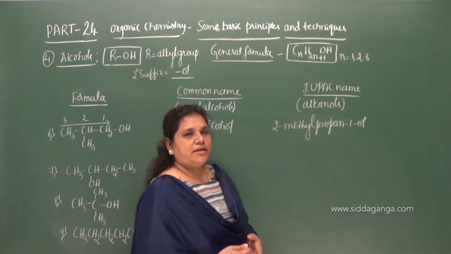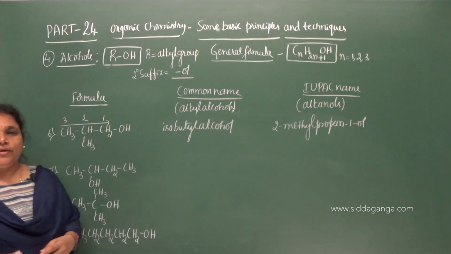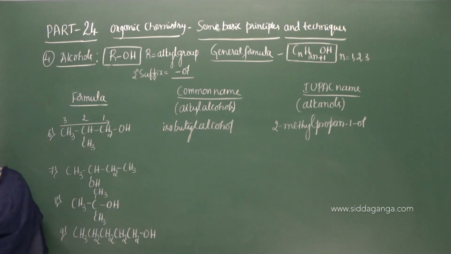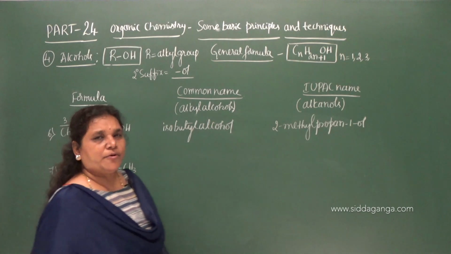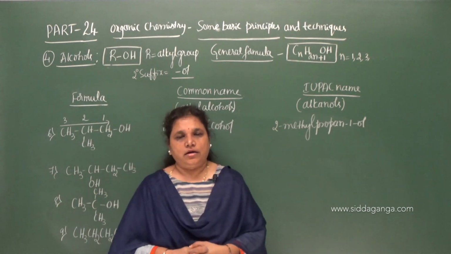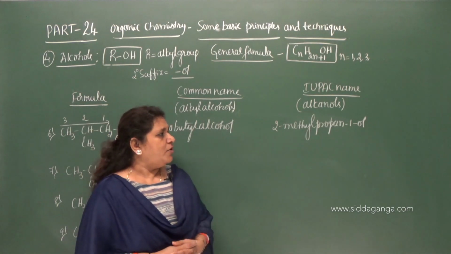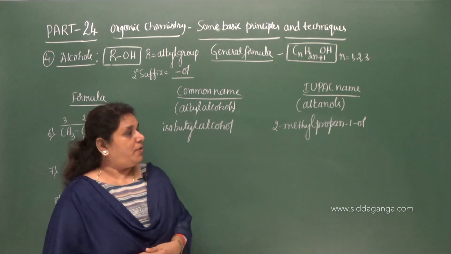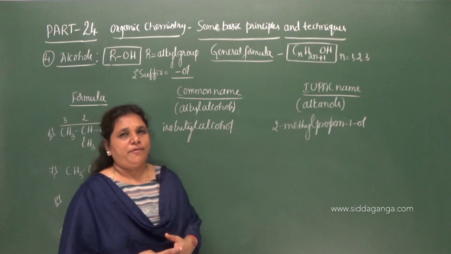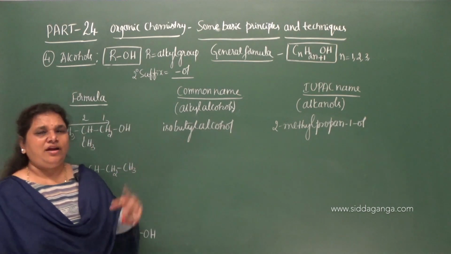So 2-methyl propanol. What is the IUPAC name of isobutyl alcohol? The IUPAC name of isobutyl alcohol is 2-methyl propanol. Or the question will be like this: what is the IUPAC name of isobutyl alcohol? Then it will be 2-methyl propanol. And what is the common name of 2-methyl propanol? The common name of 2-methyl propanol is isobutyl alcohol.